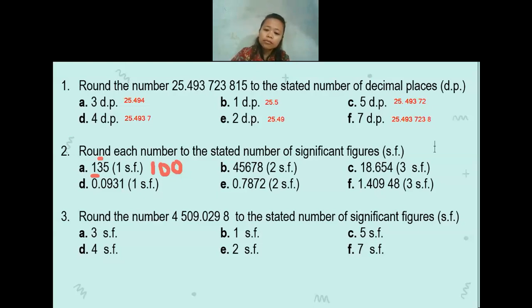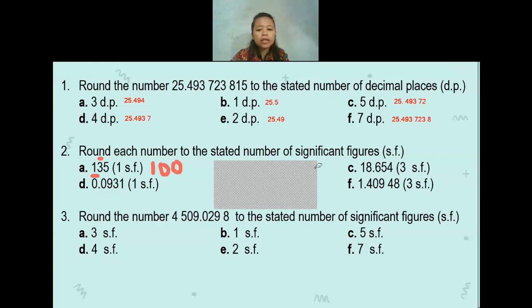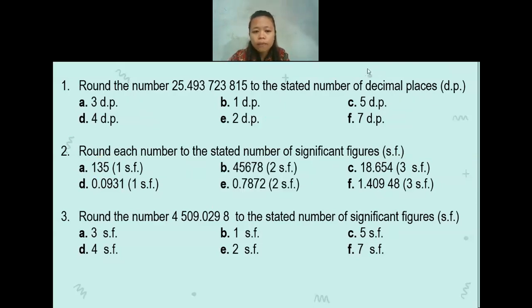Is everything clear for the nearest decimal place? Yeah, it's clear, teacher. Okay. If everything is clear about the nearest decimal place, let us continue with the nearest significant figures. Sorry, I think we only have 5 minutes left.